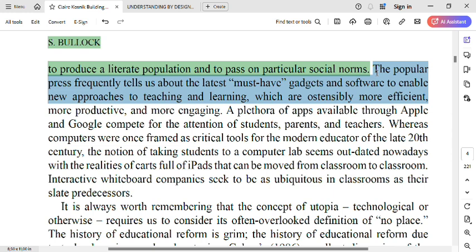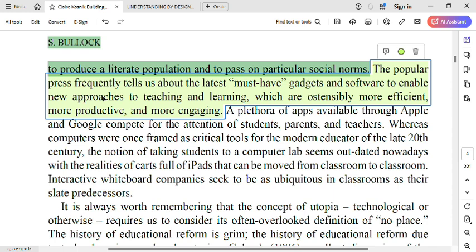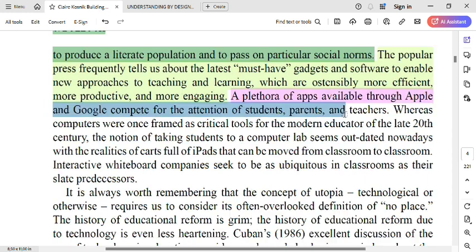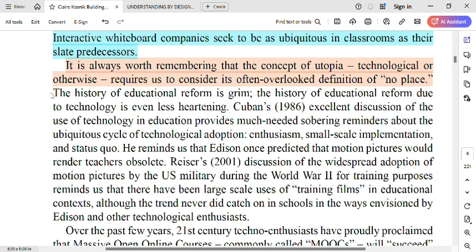The popular press frequently tells us about the latest must-have gadgets and software to enable new approaches to teaching and learning, which are ostensibly more efficient, more productive, and more engaging. A plethora of apps available through Apple and Google compete for the attention of students, parents, and teachers. Whereas computers were once framed as critical tools for the modern educator of the late 20th century, the notion of taking students to a computer lab seems outdated nowadays with the realities of carts full of iPads that can be moved from classroom to classroom. Interactive whiteboard companies seek to be as ubiquitous in classrooms as their slate predecessors.